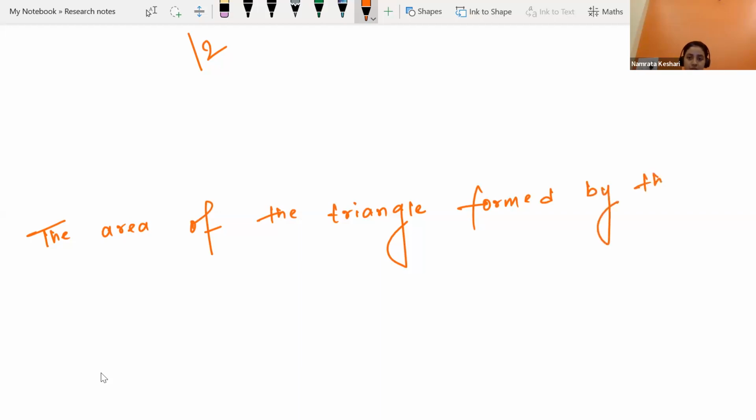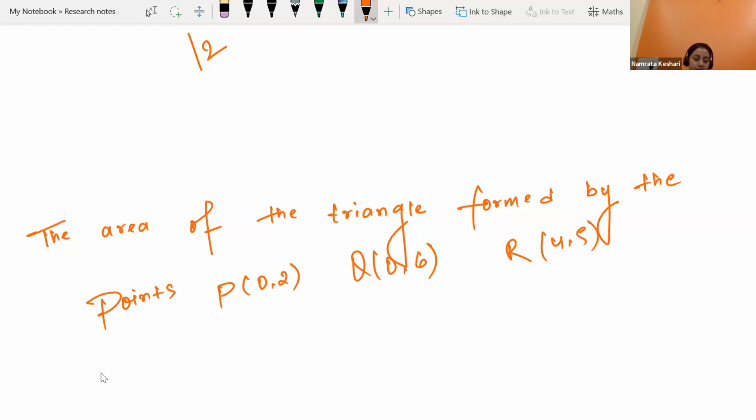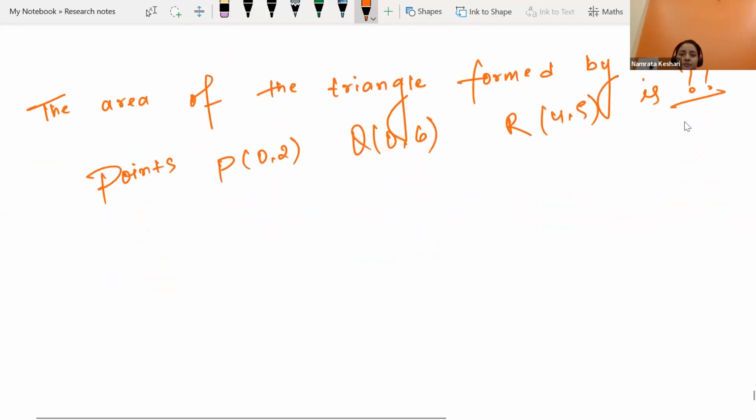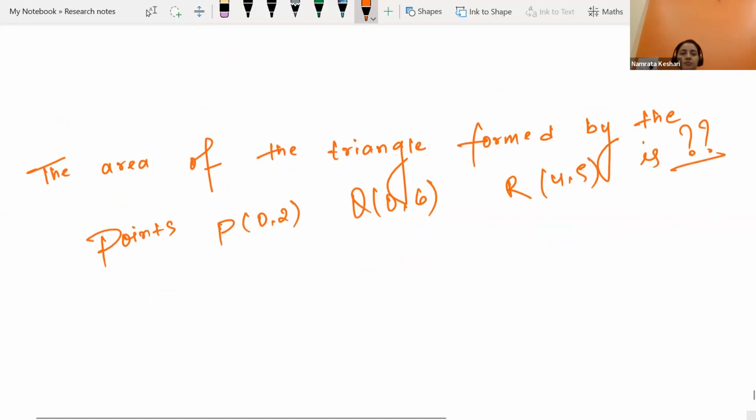formed by the points P (0, 2), Q (0, 6), R (4, 5). You have to find the area. I'm not giving the options. You find the area and tell me. This is the question. Please give me a second.